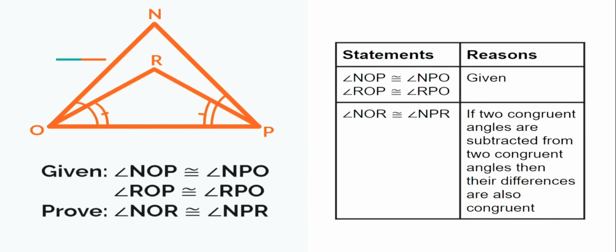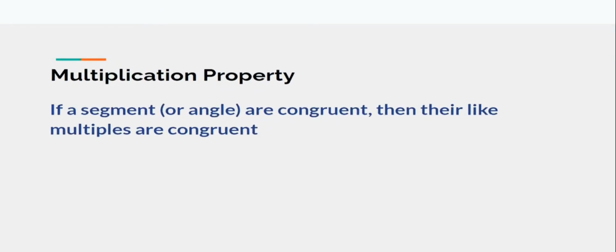The second statement says that angle NOR is congruent to angle NPR. The reason for this is the subtraction property. If two congruent angles are subtracted from two congruent angles, then their differences are also congruent. So that means if two congruent angles, which are angle ROP and angle RPO, are subtracted from two congruent angles, which are angle NOP and angle NPO, then their differences, which are angle NOR and angle NPR, are congruent to each other.